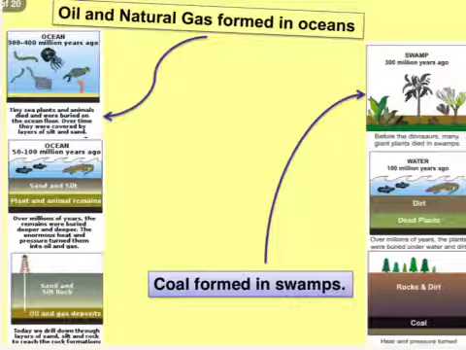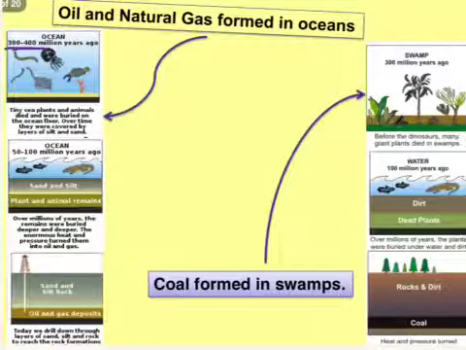I did think it was important to also just go over briefly how it is that the fossil fuels form. On the left-hand side, you have natural gas, which is one form of fossil fuel, and also oil, which is another form. And both of those form in oceans. You can see here approximately 300 to 400 million years ago, areas that were covered by ocean water.